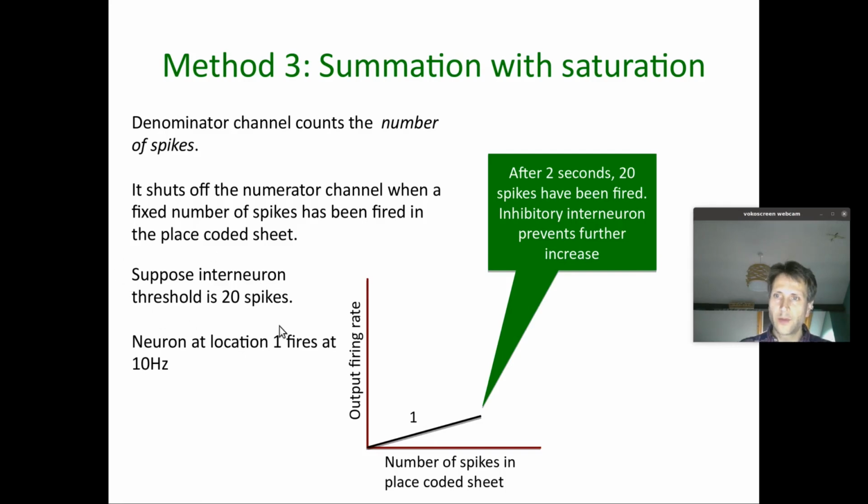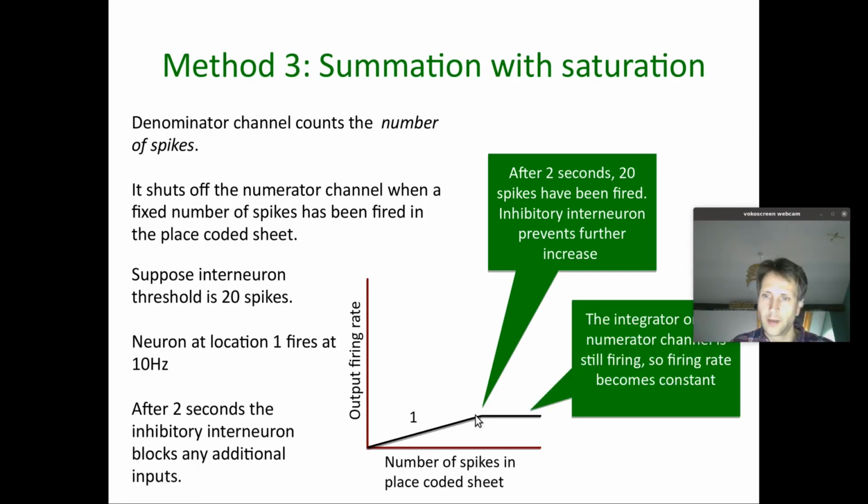So here we go. We're going to suppose the interneuron threshold is 20 spikes, and that the neuron at location 1 fires at 10 Hz. This is the number of spikes in the place-coded sheet on the x-axis. After 2 seconds, because it's firing at 10 Hz, 20 spikes have been fired. If the threshold is 20 spikes, the inhibitory interneurons shut it off now and prevent it increasing anymore. So the output firing rate stops there, and then it goes flat at that point.